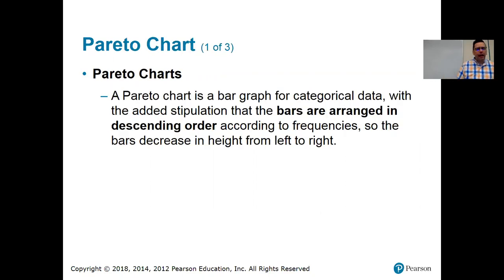All right, and then a Pareto chart is a specific kind of bar graph. It's a bar graph where the bars have been arranged in descending order. So if the number one favorite flavor of ice cream is chocolate, that would be first. And if the number two favorite flavor is vanilla, that would be second.